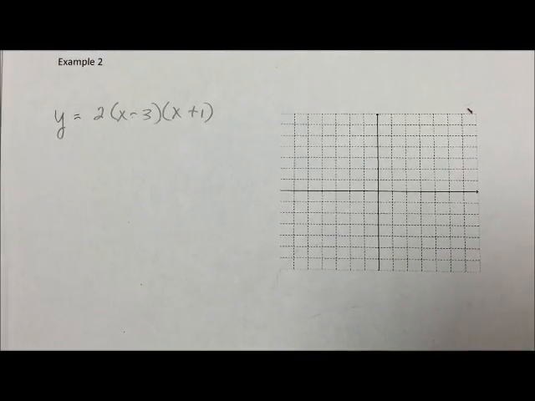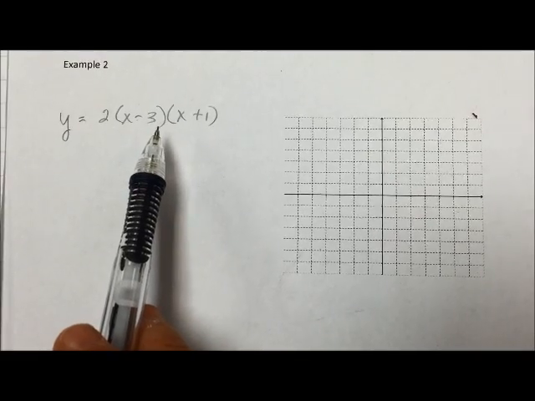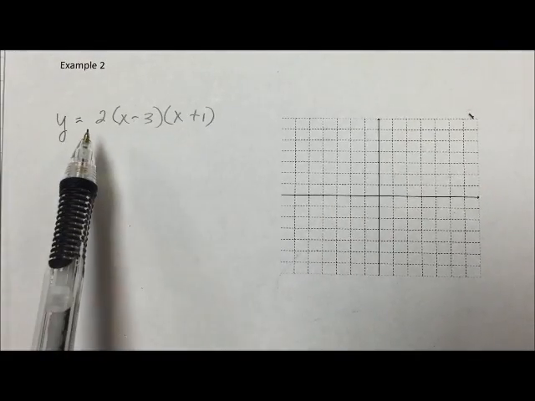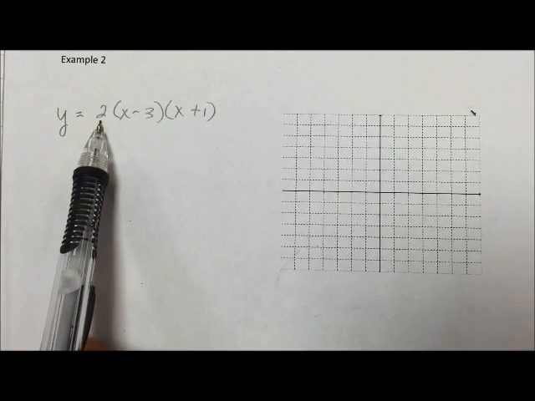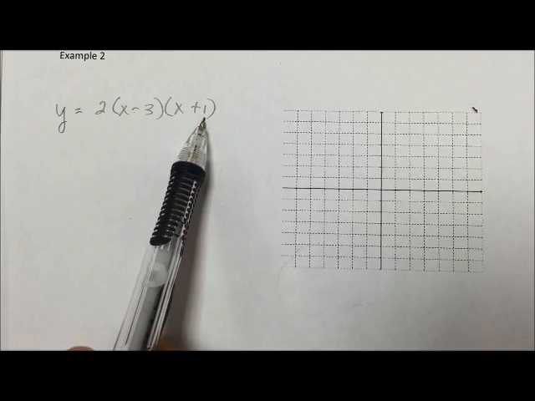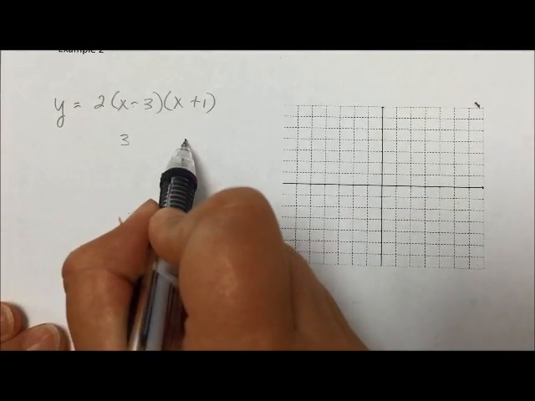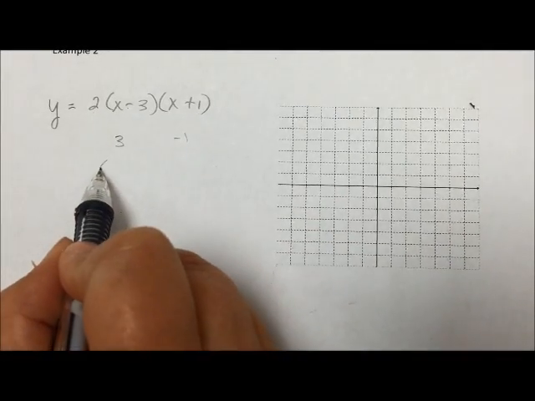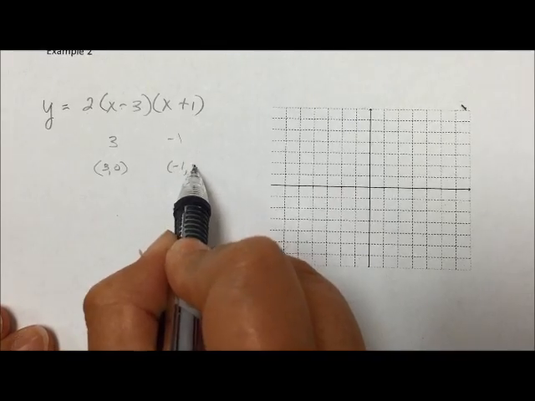Last example. Same thing, we've got a quadratic that's already factored for us, and we're going to graph it. So just looking at this quadratic, I can tell since it has a 2 here that it's going to be a little steeper. And also by looking at this, I can find my intercepts. So the intercepts are going to be +3 and -1. So x-intercept is 3, 0, and -1, 0.